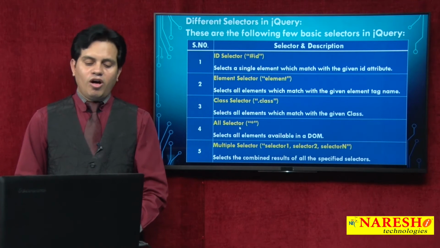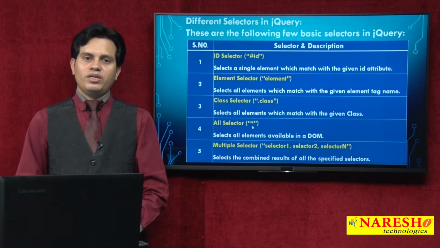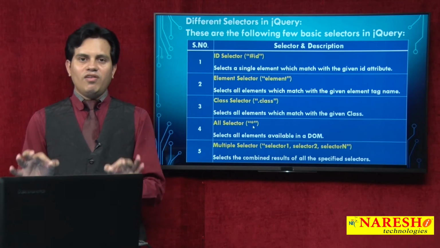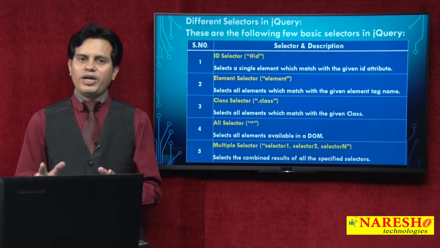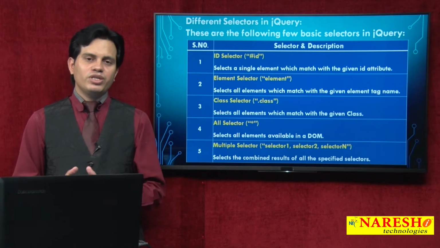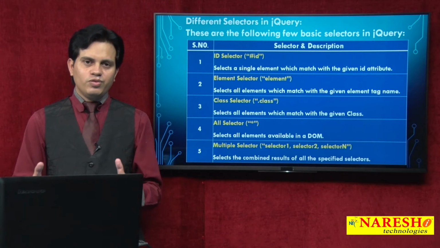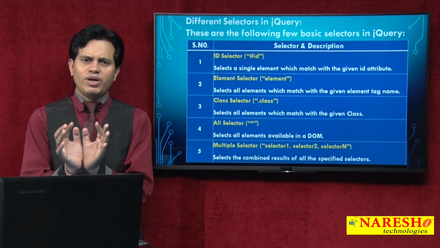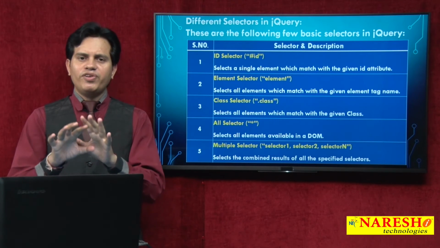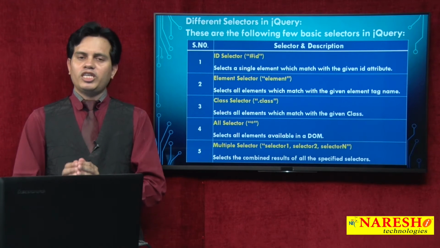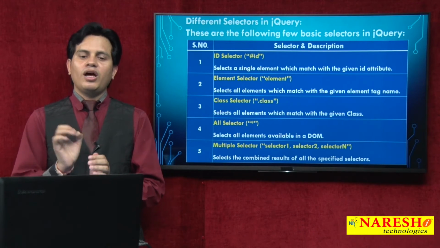Fourth one, the all selector, which is defined with a star. It selects all elements available in a DOM. It doesn't matter what ID attribute, what element tag name, or what class is used. It selects all the elements in a DOM. Whichever elements are present in the DOM, every element is going to be selected by using a simple selector expression, nothing but star.